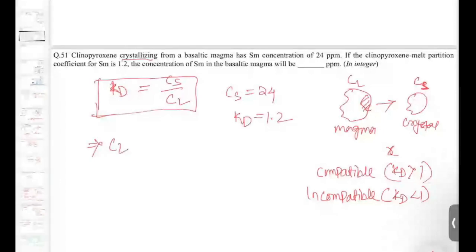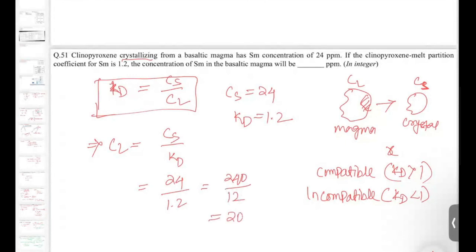Cl will be Cs by KD. So this should be equal to 24 by 1.2, so it should be 240 by 12, which is equal to 20 ppm. As 24 is in the unit of ppm, Cl will also be in ppm. So the answer will be 20. Have you understood? Yes, sir.